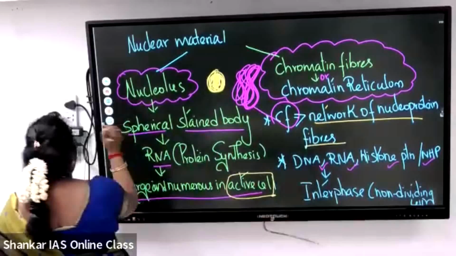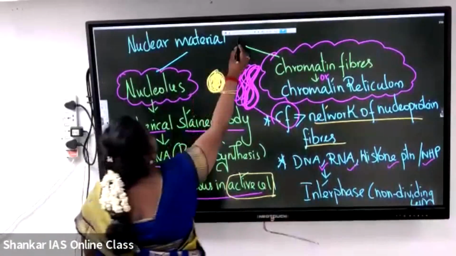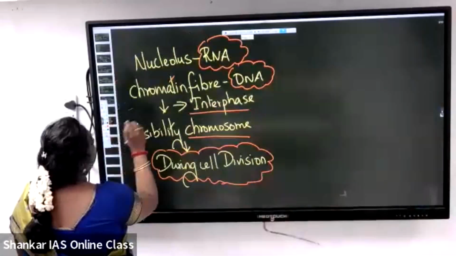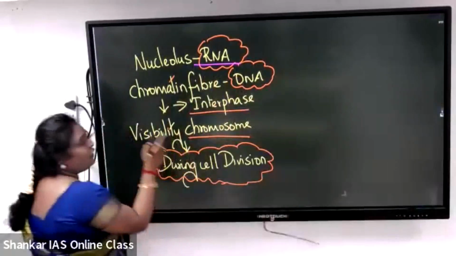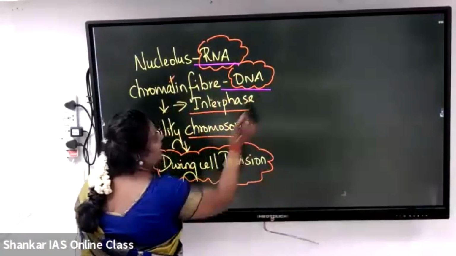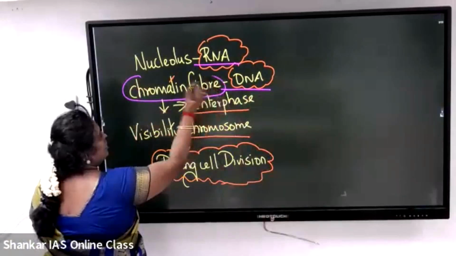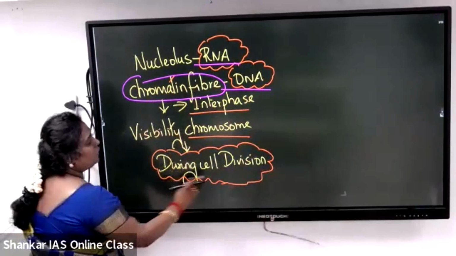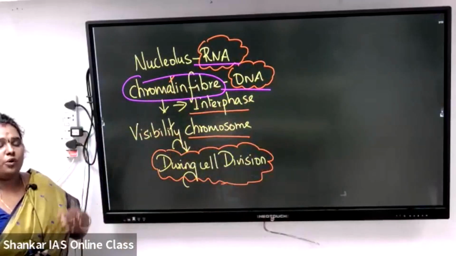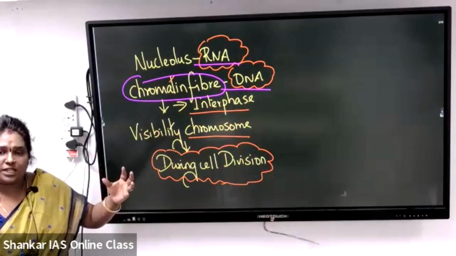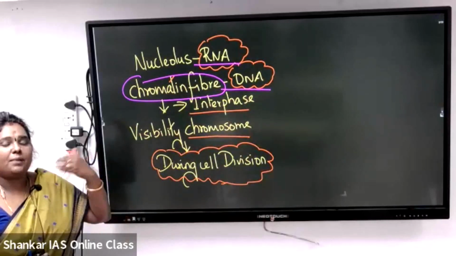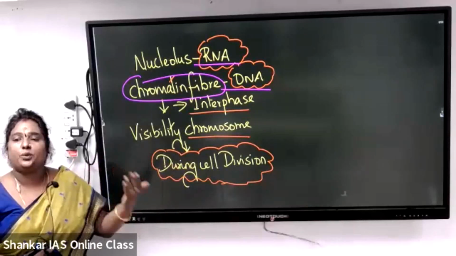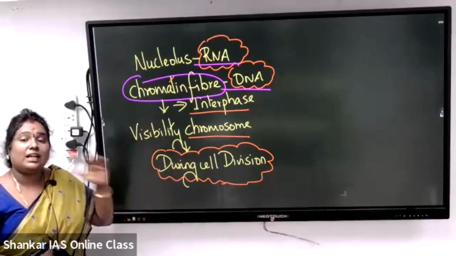Now I'll give you a still more extensive idea of what happens here. The nucleolus has RNA. The chromatin fiber has DNA. All these chromatin fiber structures are present in the non-dividing phase. They become chromosomes during the process of cell division. So when you see a nucleus, the bundle of threads we call chromatin fiber is present in the interphase stage, and becomes a chromosome when the cell is about to divide. So this is about the content of the nucleus.